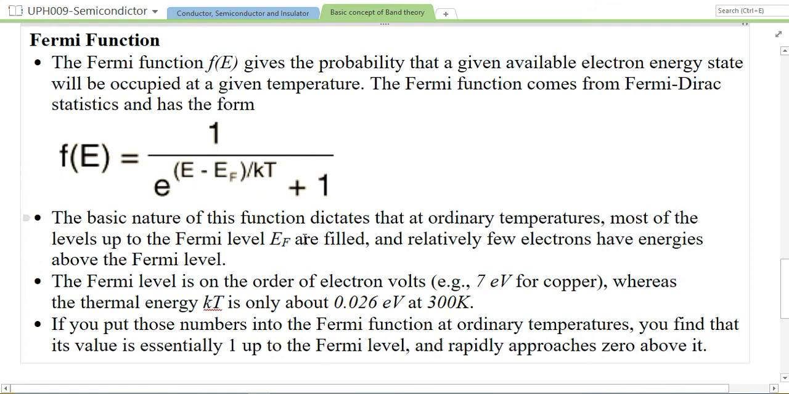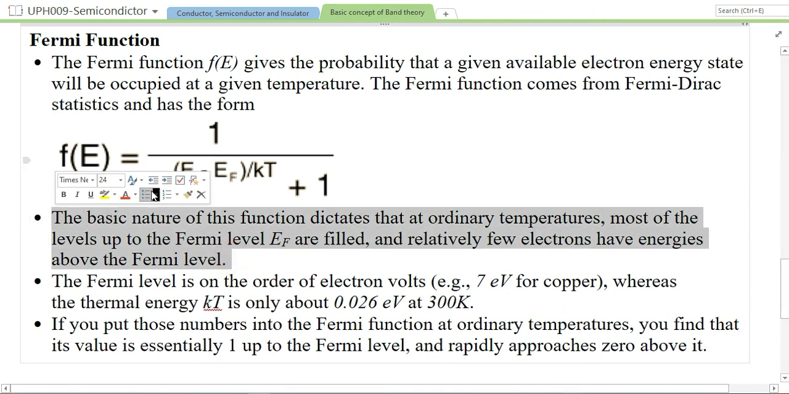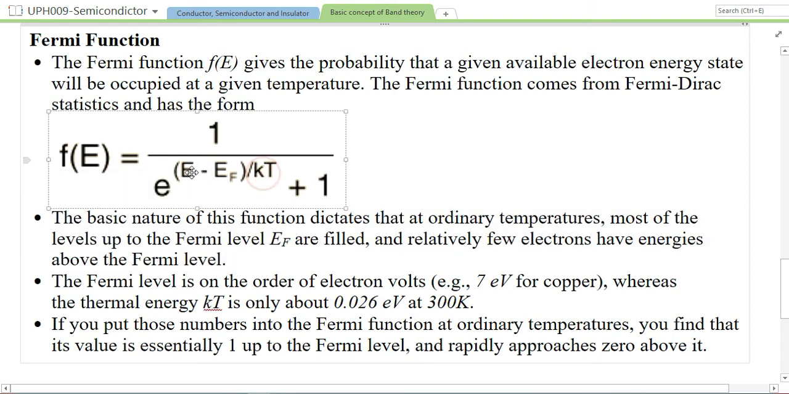So, as it is written here, this line is important. The basic nature of this function dictates that at ordinary temperature, most of the levels up to the Fermi level, meaning Fermi energy EF, are filled, and relatively few electrons have energies above the Fermi level. So how is this? To understand this, you have to be very careful with this part of the function. Again, this total function represents the probability of a particle to be at a particular energy level E.